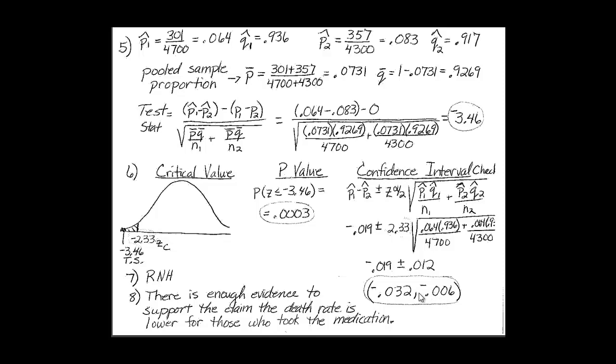The difference between these two, the population proportion of those who took the medication and those who didn't, can't be 0 because 0 isn't involved in our confidence interval. So again, that's going to support our decision to reject the null hypothesis. There is enough evidence to support the claim that the death rate is lower for those who took the medication. In other words, it's significantly different, statistically significant.